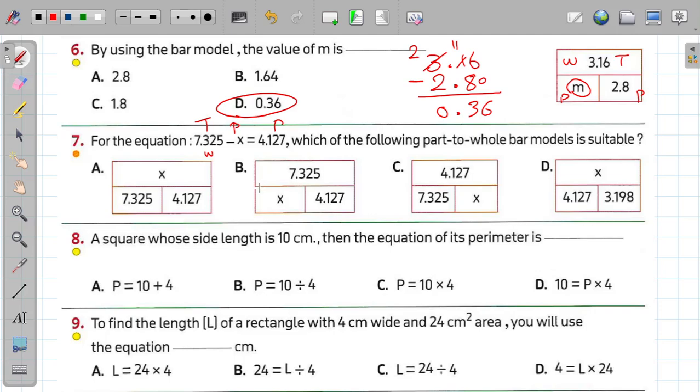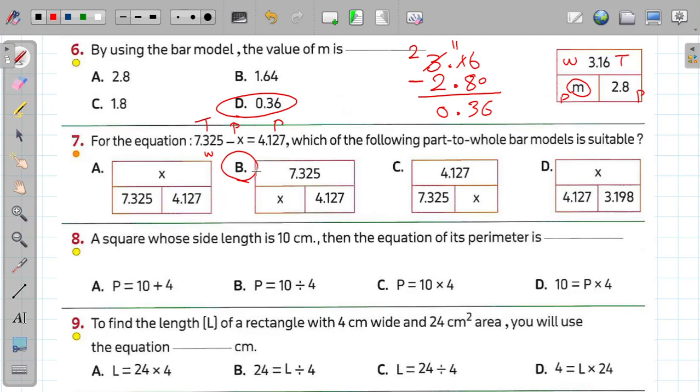So I want to find the bar model that gives me x as a part number and 7.325 as a total number. Here x is a part, and 7.325 is a total, so it will be choice number B. Okay, here x is a part, but 4.127 is a total, so it can't be. X here is a total, it can't be. So the right choice, or the correct choice, is number B.